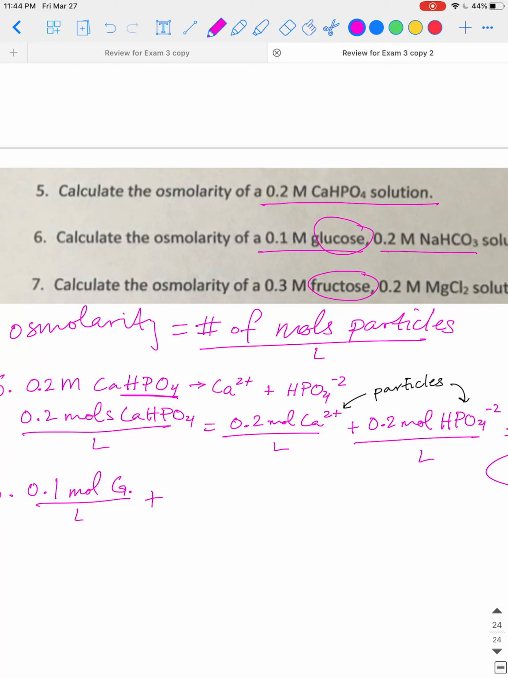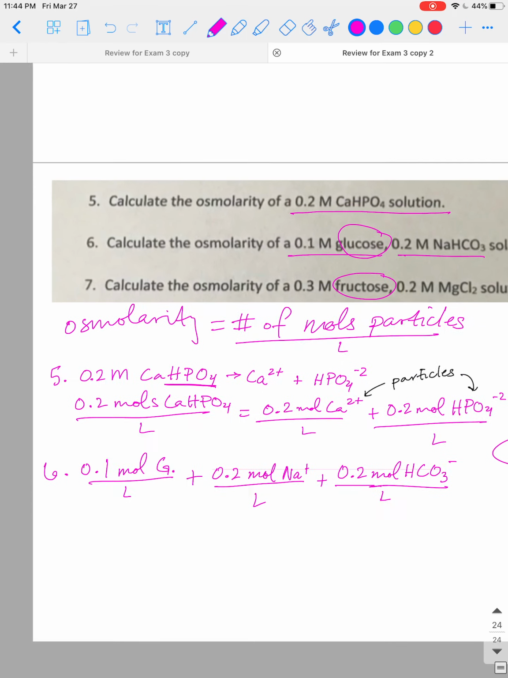I also have sodium bicarbonate. So if I have 0.2 molar sodium bicarbonate, I have 0.2 moles of sodium cations per liter, plus I have 0.2 moles of bicarb, HCO3. You guys should recognize this anion. That is one you had to memorize. So if you're rusty on your polyatomics, make sure you go review, or that will be difficult for you solving for osmolarity. So these are all the possible particles we would get in the solution.